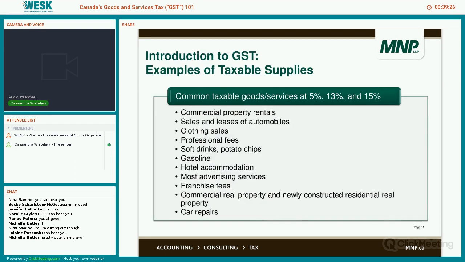So as I mentioned, most goods and services will be taxed at a rate of 5%, 13%, or 15%, depending on where you are. Some examples of these would be commercial property rentals, sales and leases of automobiles, clothing sales, professional fees, so fees for accountants and lawyers, etc. Soft drinks, potato chips, and other types of snacks, gasoline, hotel accommodations, the majority of advertising services, franchise fees, commercial real property and newly constructed residential real property, car repairs, and things like that.